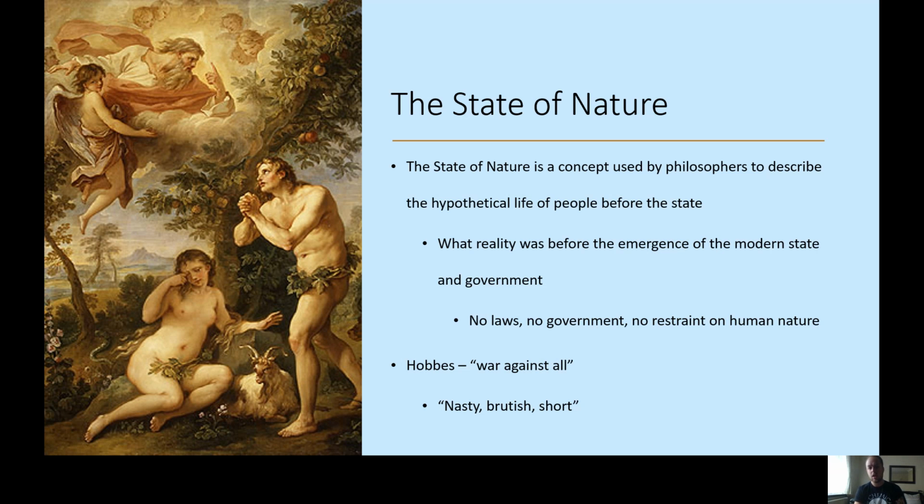Or to simplify it another way, what philosophers try to do is deduce what reality was like before the emergence of the modern state. So how humans interacted with no laws, no governments, and no restraints on our natural human nature, on our natural being. And various different philosophers have taken different ideas or different conceptions as to what this means. Now, the best juxtaposition of the state of nature with liberalism and various other ideas would be Hobbes and Locke.